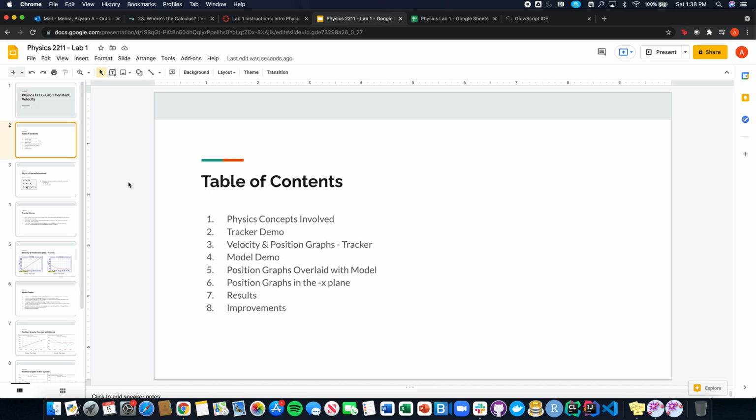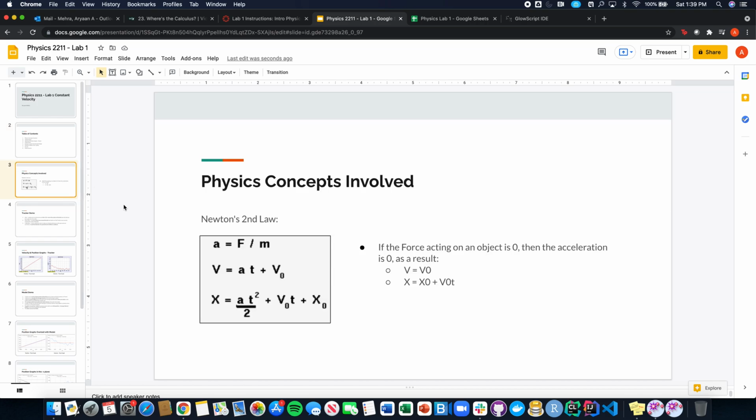Next, we'll also look into the results in the negative x plane and discuss some of those outcomes, followed by which we'll finally look at the results overall in terms of the forces involved, and we look at some possible improvements. In terms of the physics concepts involved, the main one is Newton's second law.